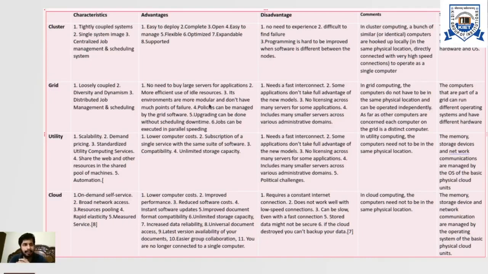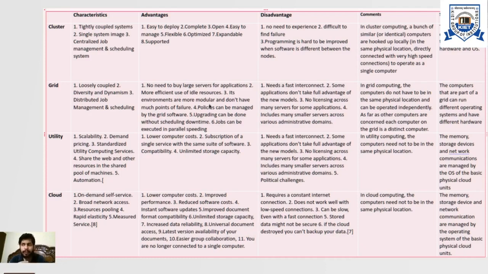As far as cluster computing is concerned, all the computers in cluster computing are tightly coupled systems. It means they are in close proximity, they are in a LAN. Second is single system image. Single system image means they all are replicas of each other, all having the same software, the same operating system, and the same hardware configuration. And third is centralized job management and scheduling, meaning there is a master server controlling all the images, right?